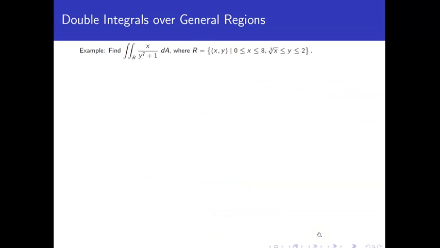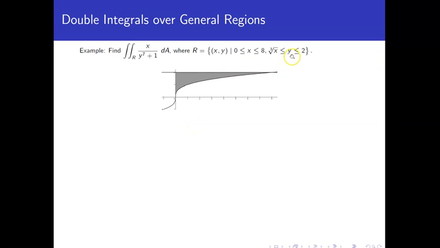Let's look at another example. Say we have the double integral of x over y to the 7th plus 1, where our region is for x between 0 and 8, and y between the cube root of x and 2. If we look at a graph of this, here is y equals cube root of x. Here's y equals 2. So the shaded region is the region that we're interested in.